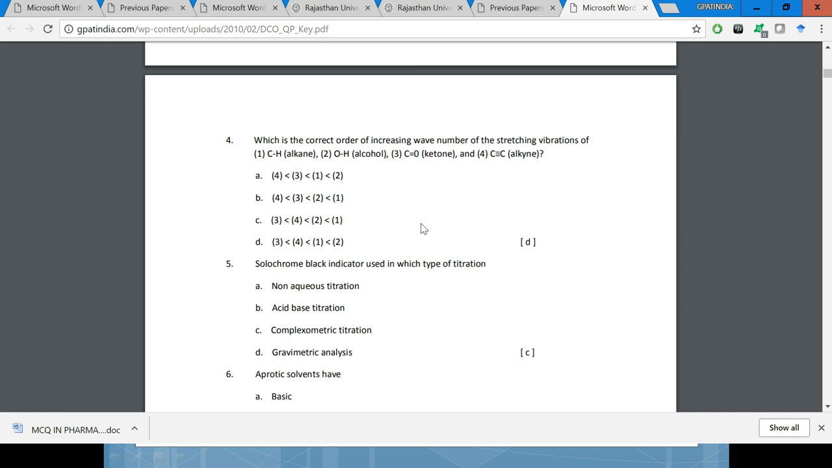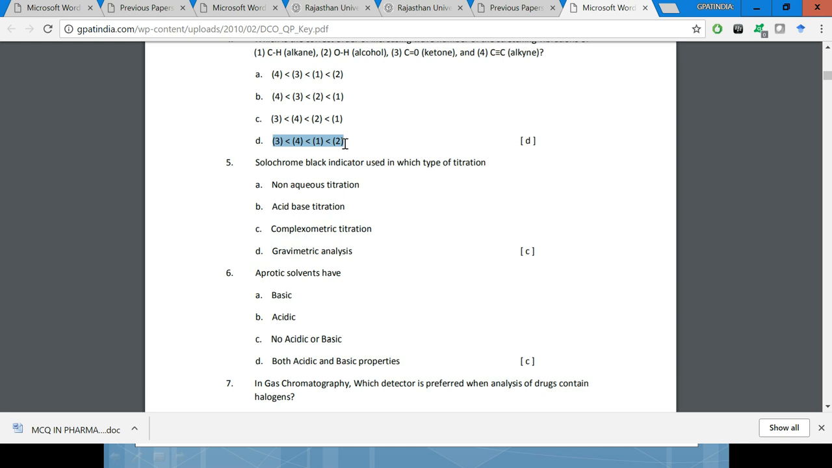And for C double bond O keto group it is around 1700, and alkynes C triple bond C it is around 2200 centimeter inverse. So the correct answer is D. Carbonyl groups 1700, then alkynes 2200, then alkenes which is 2850 to 2960, and hydroxy groups have the highest wave number, that is 3200 to 3600 centimeter inverse. So correct answer is D.